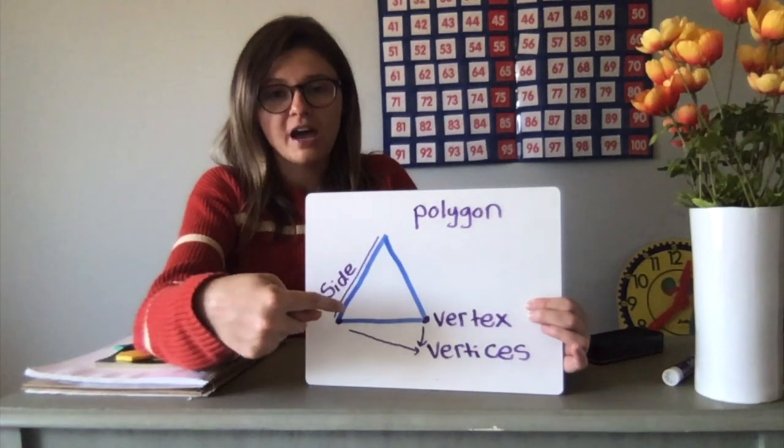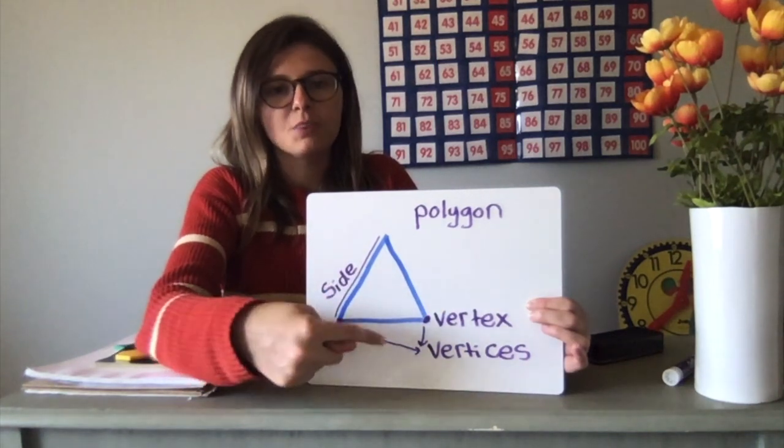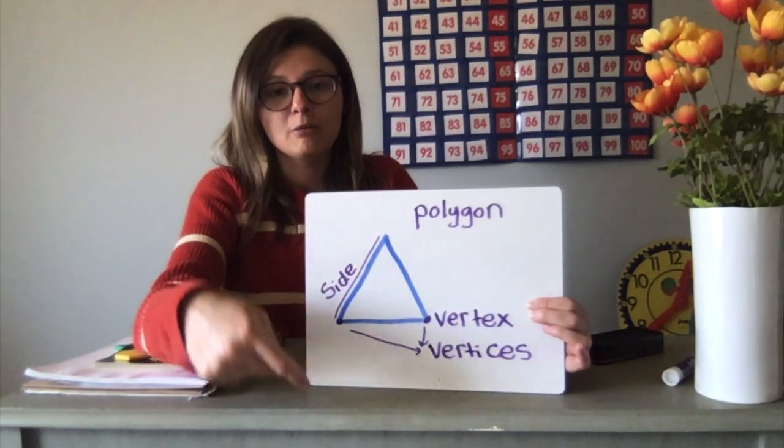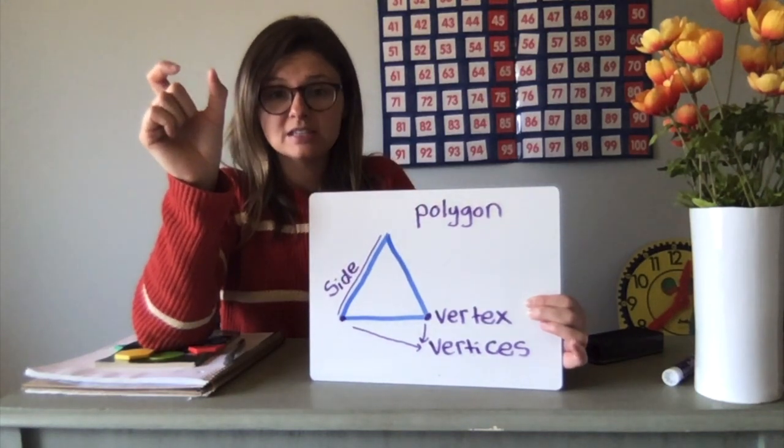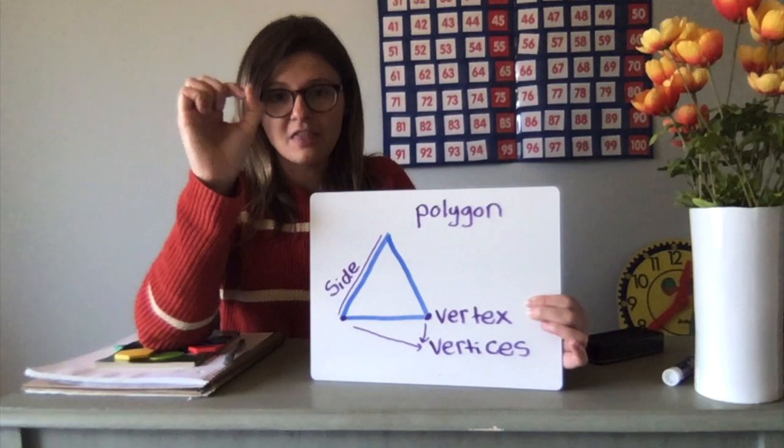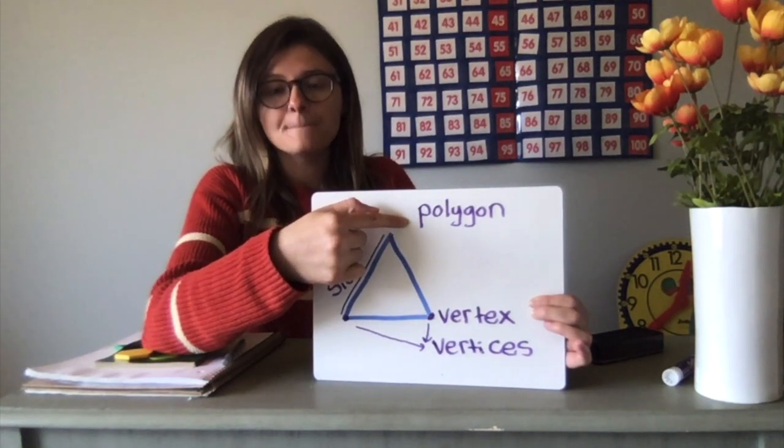So this triangle has 3 sides and 3 vertices. And remember, any shape that has sides and vertices and is closed together is called a polygon.